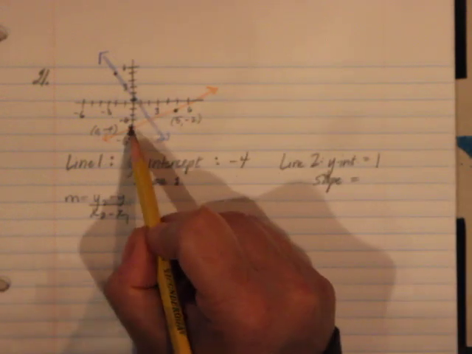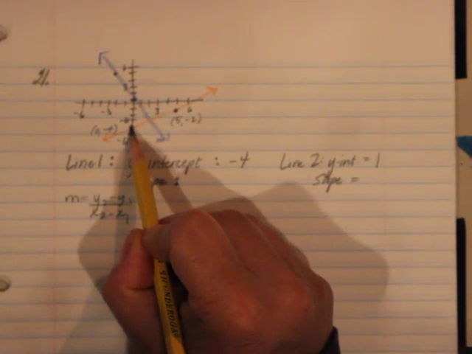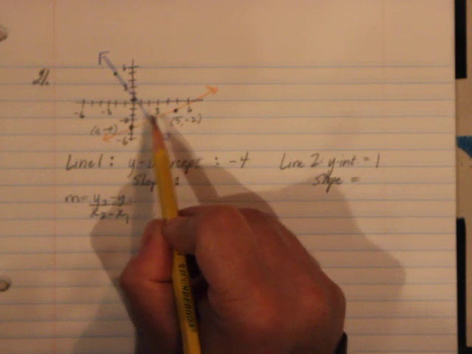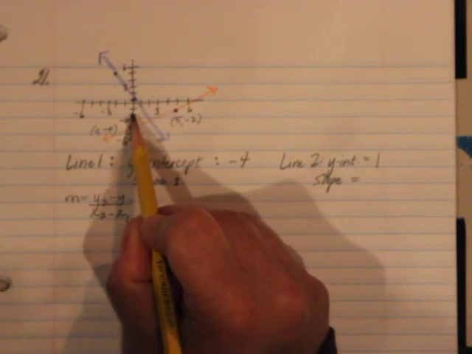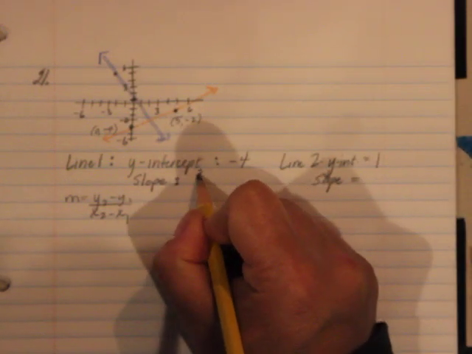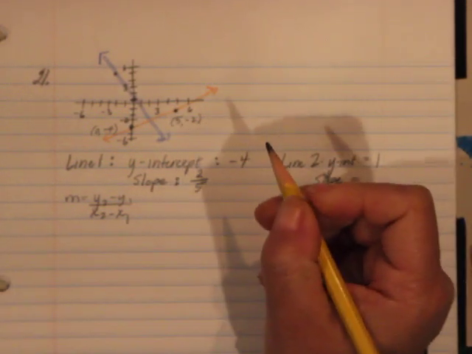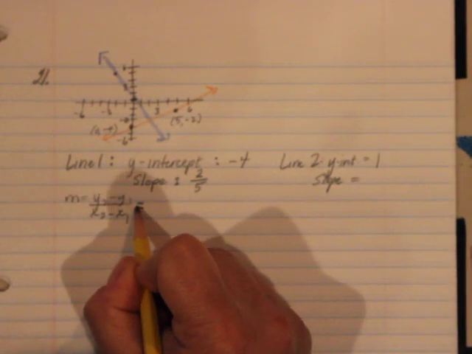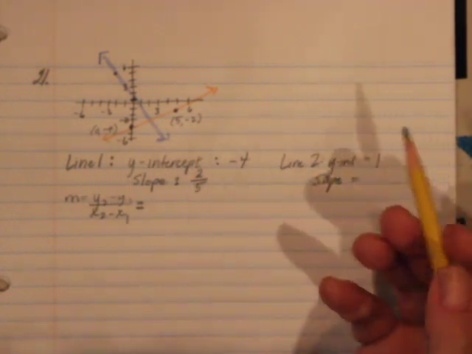So I could count, right? Here I am at -4 and I go up to -2. So I'm going to go up 2, 1, 2, and then over 5 to get to this point. Up 2 over 5. So I know that the slope for this line is 2/5. I can do it that way, or I could put the points in. Either way, I should end up with 2/5.